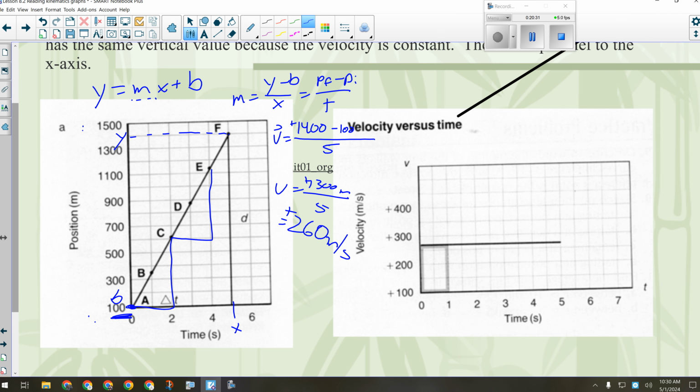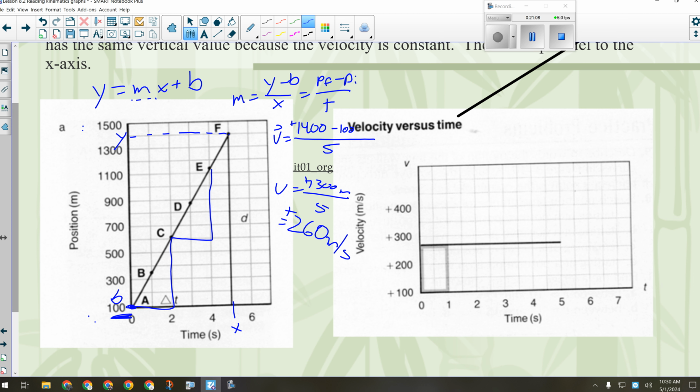Horizontal lines always mean y isn't changing. On a position time graph, that means the object's not moving because its position isn't changing. But on a velocity versus time graph, a horizontal line means the velocity isn't changing. That means it's traveling at a constant velocity, unless the line is going along the x-axis, in which case it would also mean it's not moving because its velocity would be 0. But in this case, that line looks to me to be right about where 260 meters per second would be. Agreed?